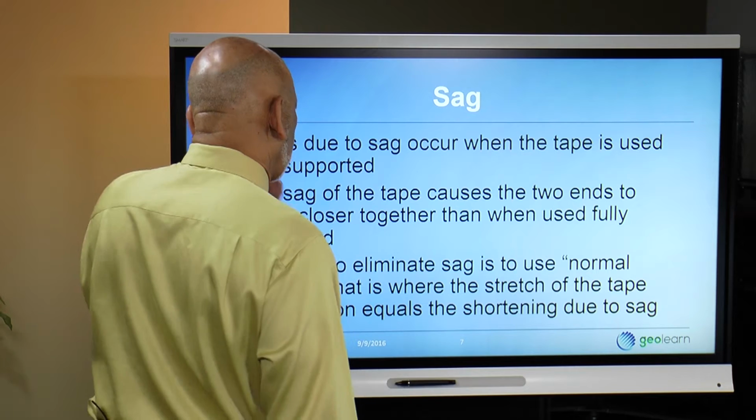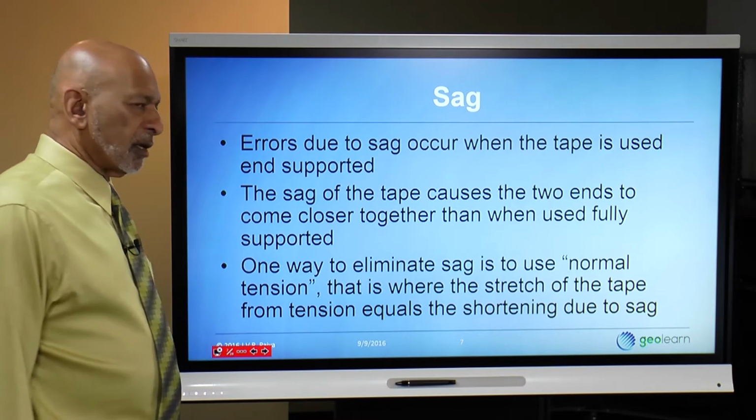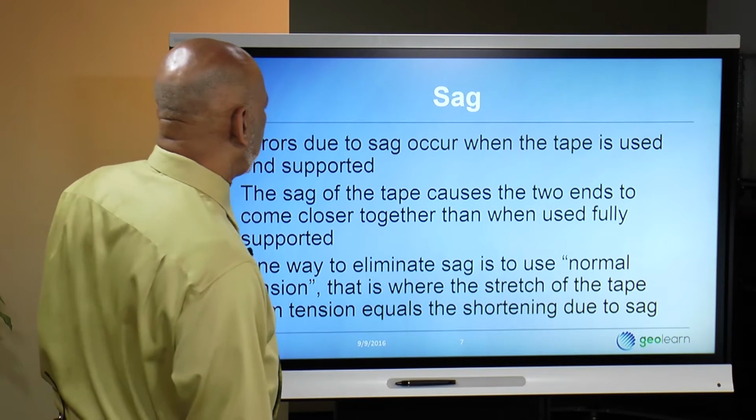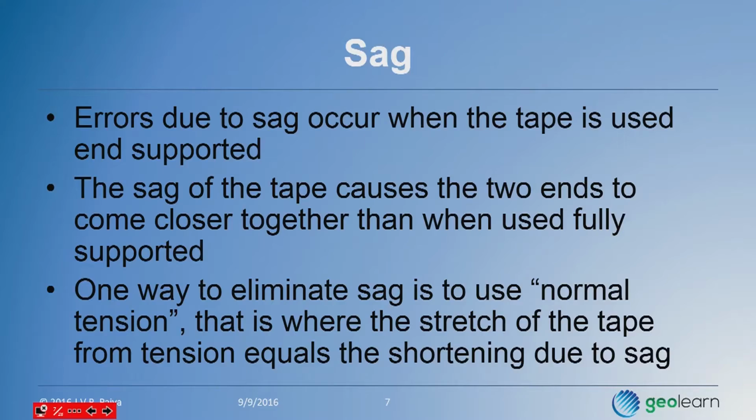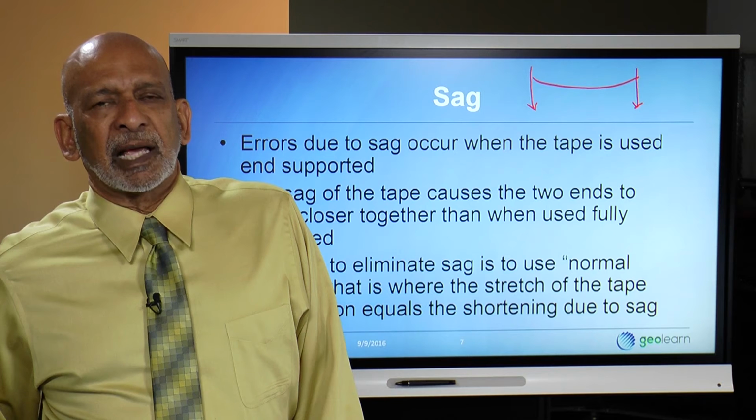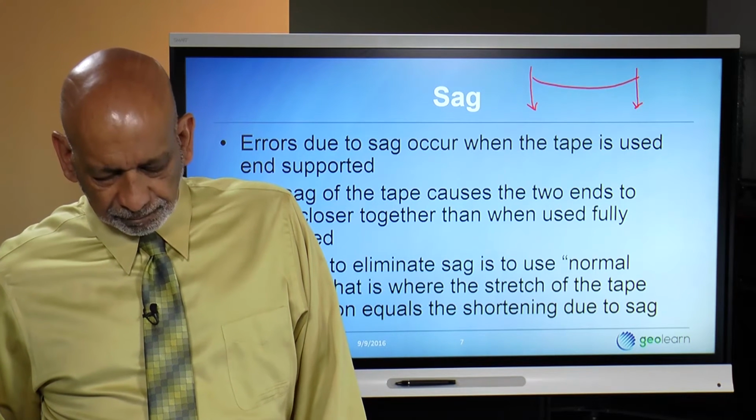The next thing I want to talk about is sag. So when you have a tape that's used in the field and it's end supported, so using a plumb bob at each end, you have a certain amount of sag in the tape. And that sag tends to pull the two ends of the tape together, so they're never exactly 100 feet apart.